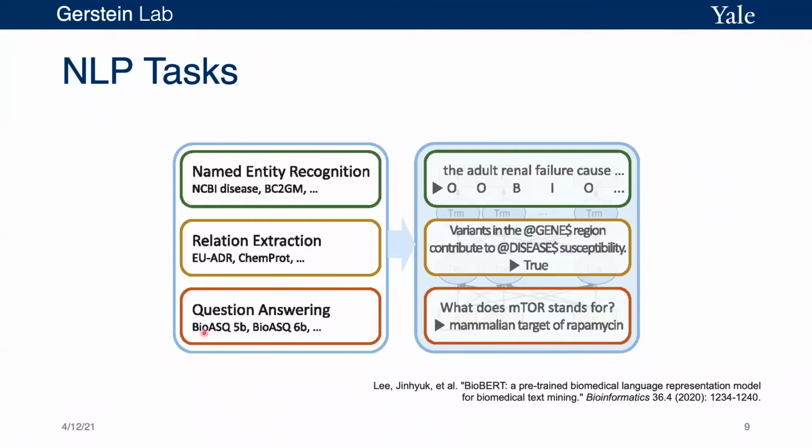And finally, we have question answering. The data set is formulated like this: you have two sentences, or a sentence and a phrase, and they are labeled positive if it is a valid answer to the question. Then you are trying to learn a machine that can help you find the answers to those questions. These are the three important tasks in the study of biomedical literature.